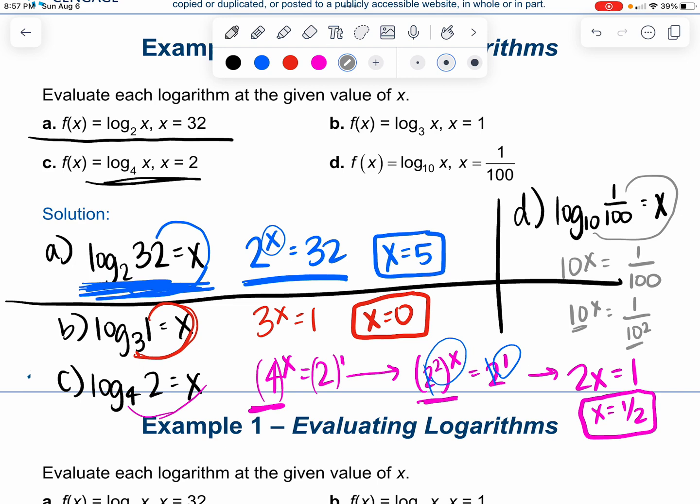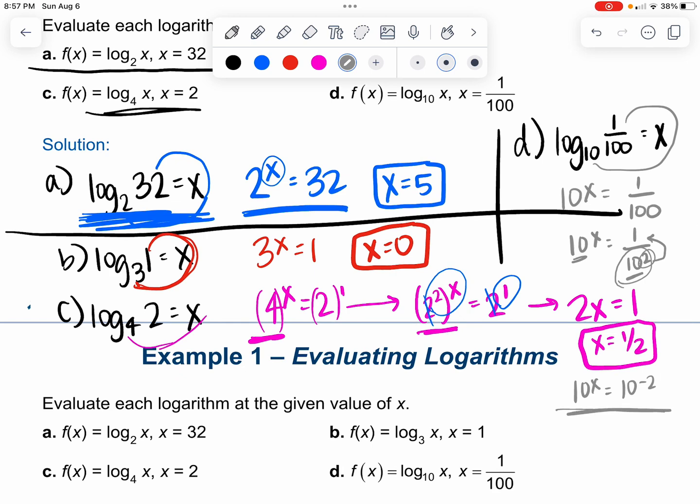So I'm looking at a base of 10. The issue is right now on the right side, the 10 squared is on the bottom, and I'd like it to be on the top. So I'm going to move it to the top. On the left, I have 10 to the x. On the right, I have 10 to the -2. Remember, when you move something from the bottom to the top, you switch the sign of the exponent. So now I'm here, and I can disregard my bases. So x equals -2.